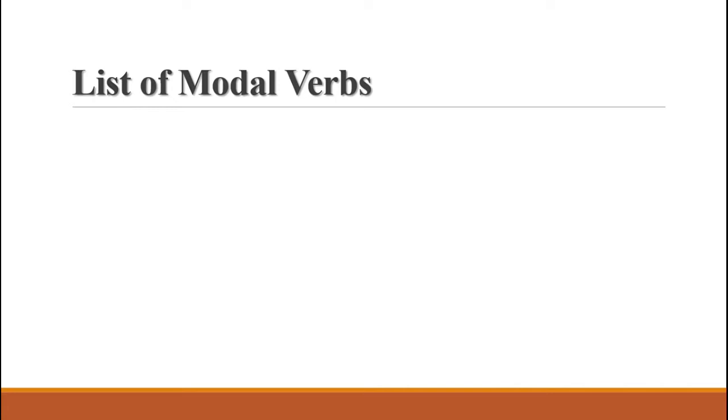We have to memorize the modal verbs. We have just to think: there is 3M, there is 2W, there is 2C, and 2S. You have to remember that. There is 3M, 2W, 2C, and 2S. So let us see what those are.